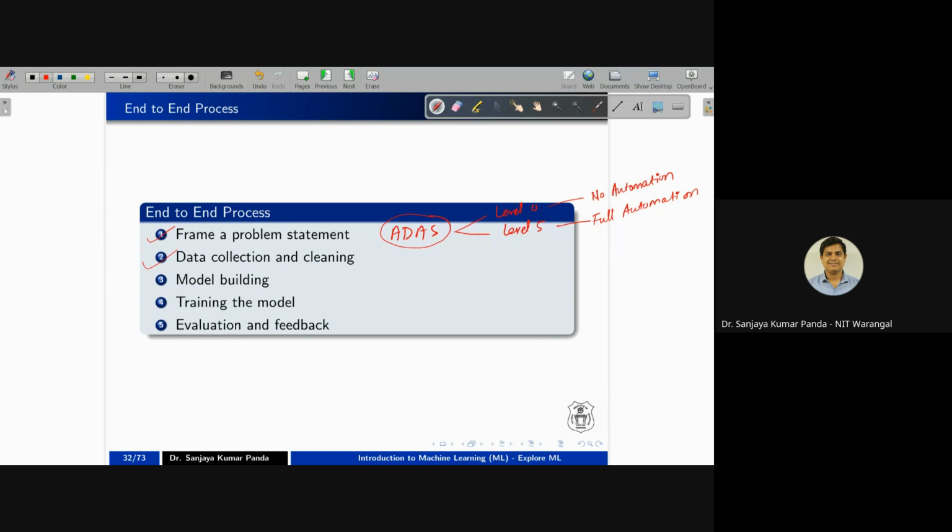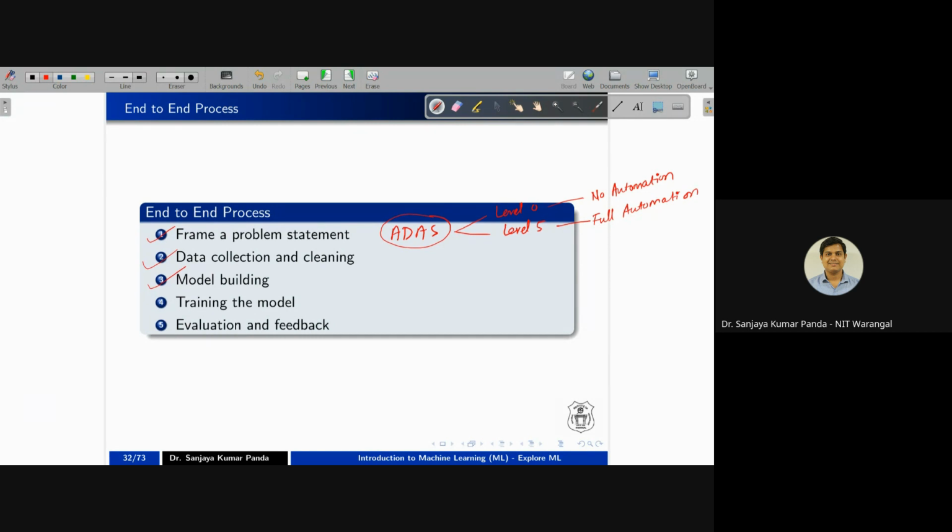So we call that pre-processing sometimes. Data collection and cleaning come under that particular phase. And once this process is over, then we go for the process of building a particular model. Then we train the model, right?